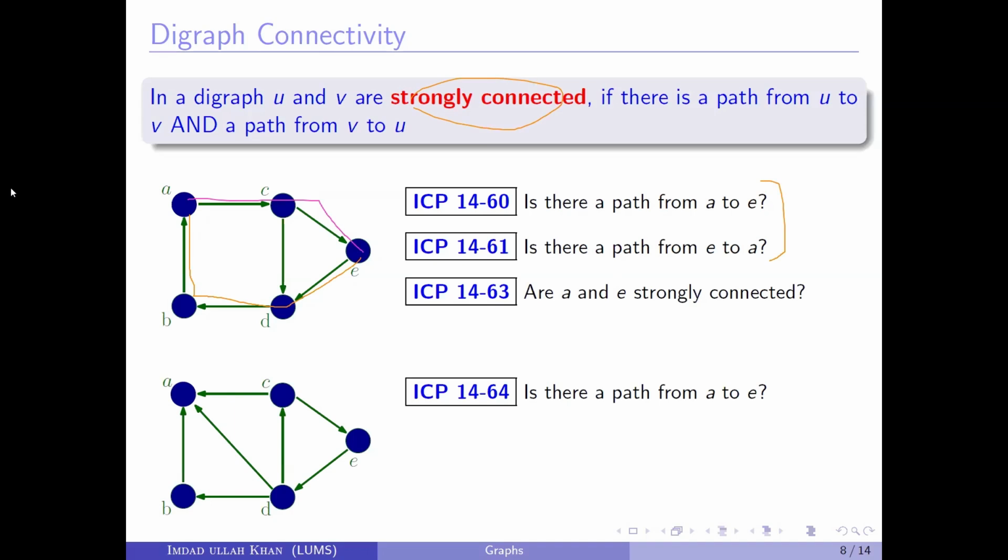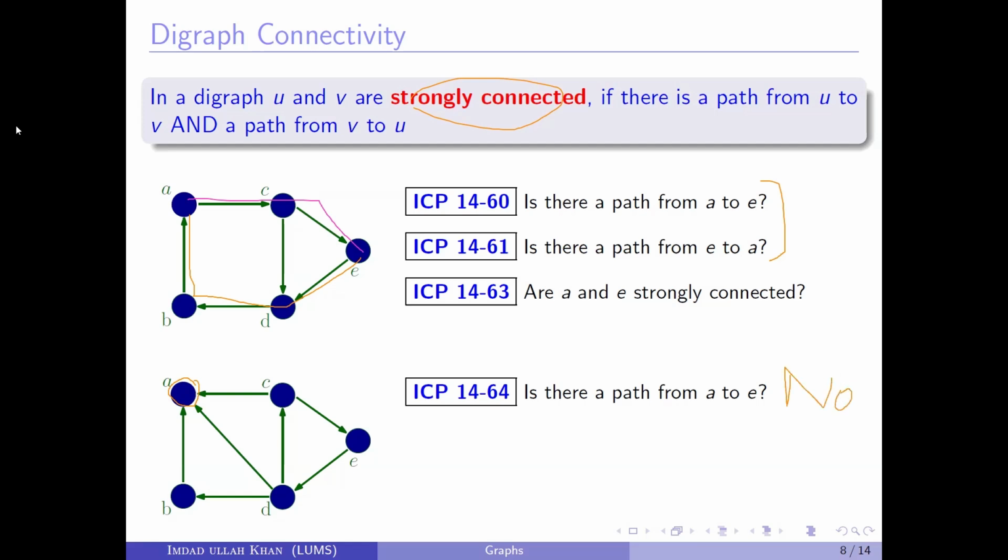Now, some directions have changed in this example. So if you focus on A, there is no outgoing edge from A. So there's no way to go out of A. In other words, there's no way from A to E. There's no path from A to E. So the answer is no in the first part.